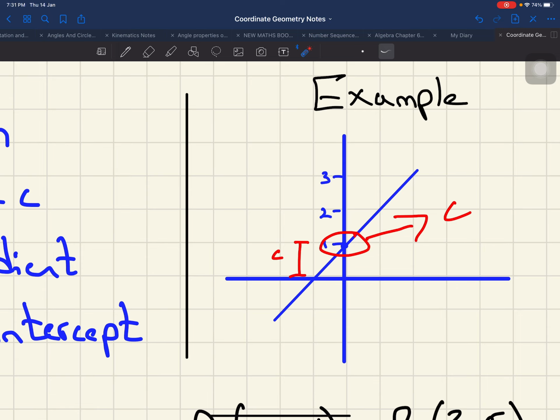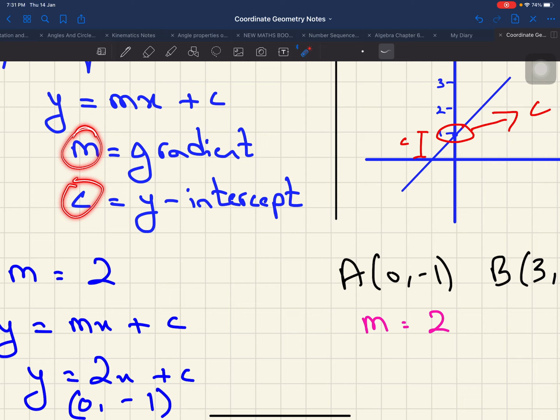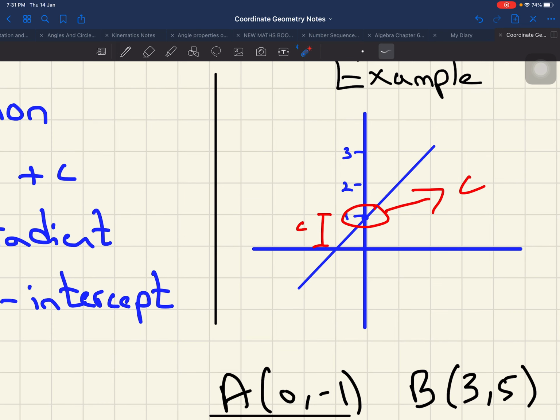The two most important things in the equation are the gradient and c. This is the equation of a straight line, y equals mx plus c. You are only supposed to put down the values of m and c. If you know the value of m and the value of c, just put them down and you will form an equation. Now we are moving toward the scenario in which we are given a graph. Let's suppose you are given a graph and you know the point A over here, B over here.